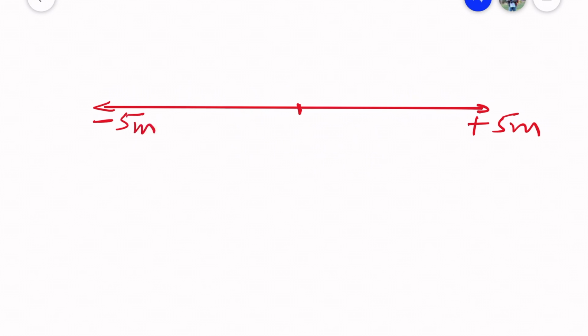Now to understand a quantity or a measure like this, only a sign is enough. We can tell the magnitude, which is 5 in this particular case, and we can tell the sign, which will tell us whether we went to the right or to the left.